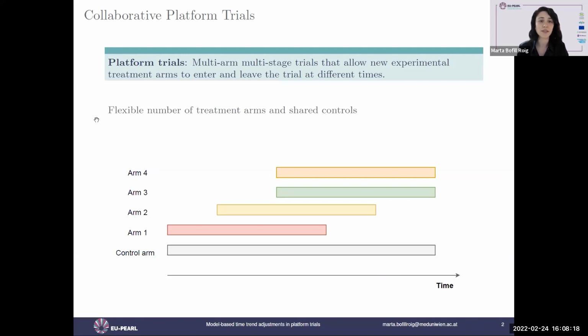I will start this presentation with a short introduction. Platform trials are multi-arm, multi-stage trials with the extra feature of allowing experimental arms to enter and leave the trial at different times. The number of treatment arms is not predefined, and the common infrastructure allows for the possibility of sharing a control arm. Here we can see an example. This trial starts with one experimental arm, and later on a new treatment is added in the platform, and after that 2 more treatment arms are added, and all of them are compared to a shared control arm.